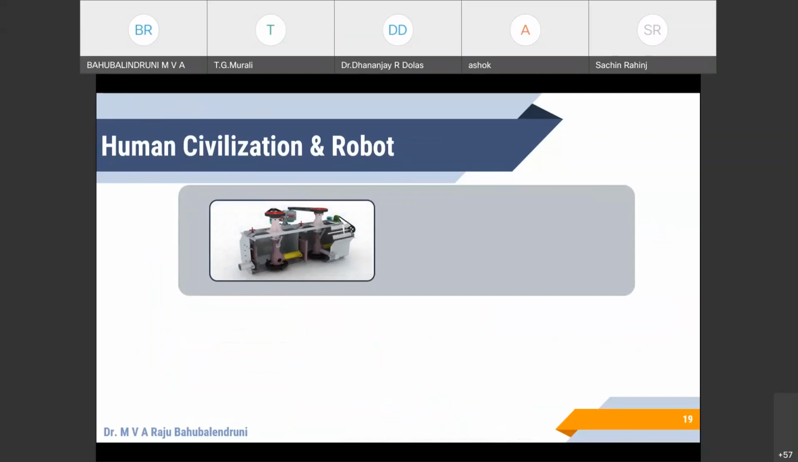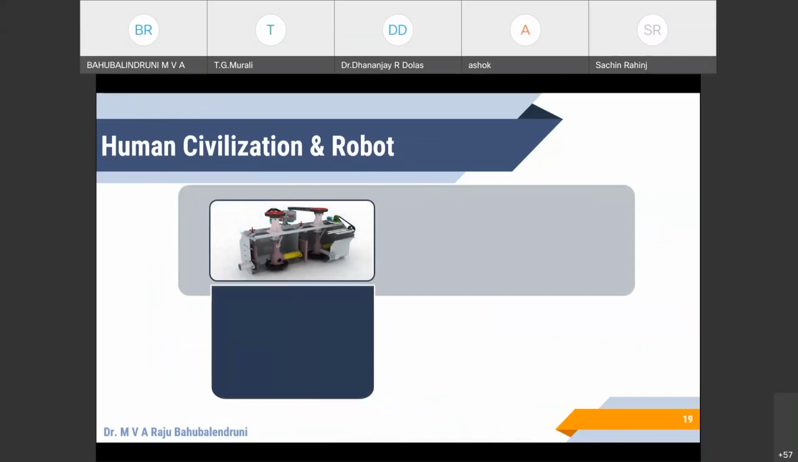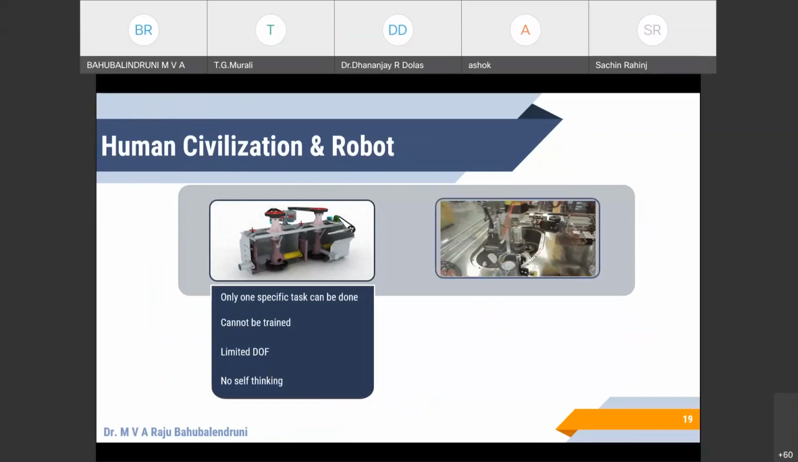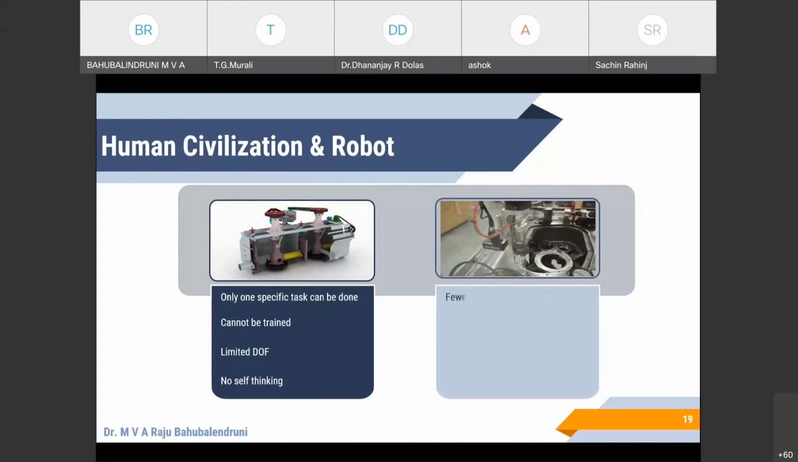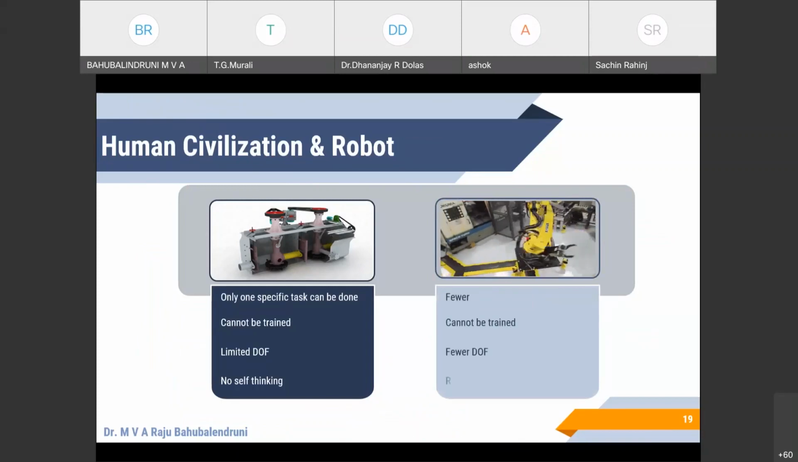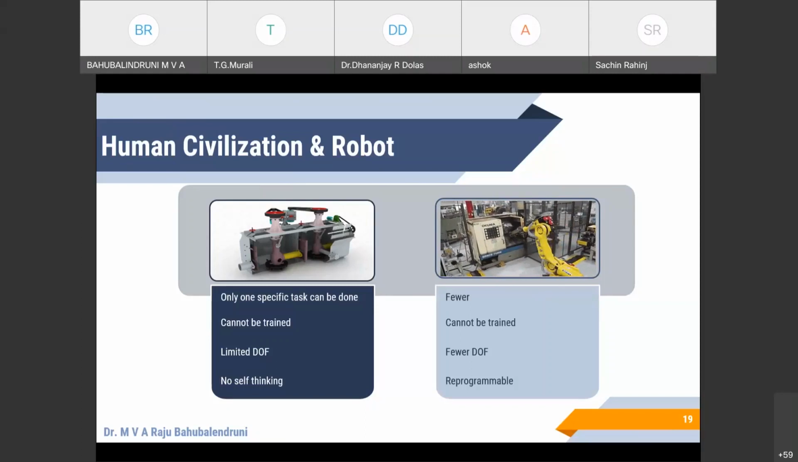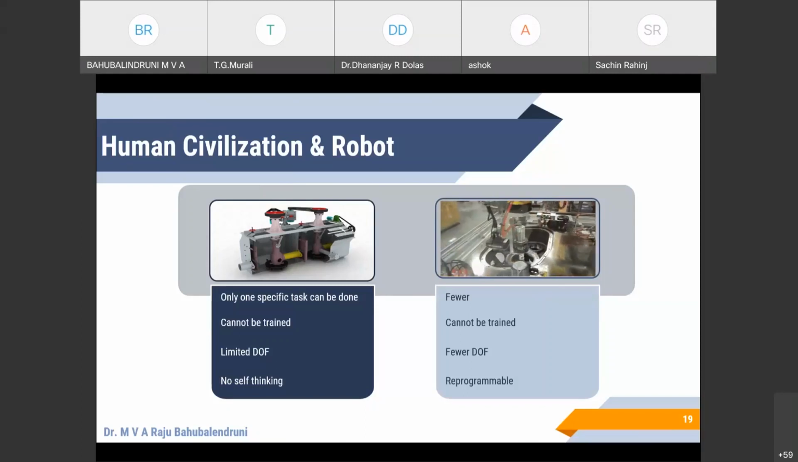If you look at a machine, generally we fabricate a machine for a specific purpose, which can do only a single task. You cannot train a machine for a different task, its degrees of freedom are completely constrained, and it cannot think on its own. So humans have come up with multitasking machines capable of doing multiple tasks with higher degrees of freedom. That is what we call robots nowadays.